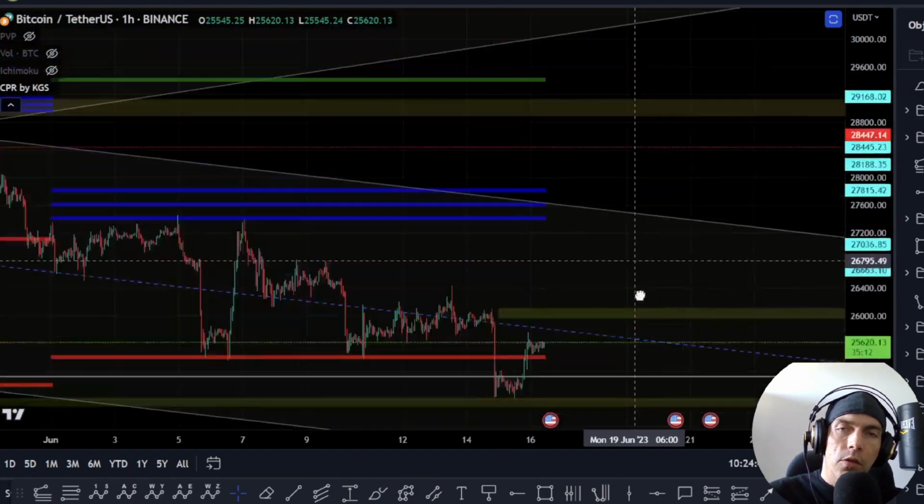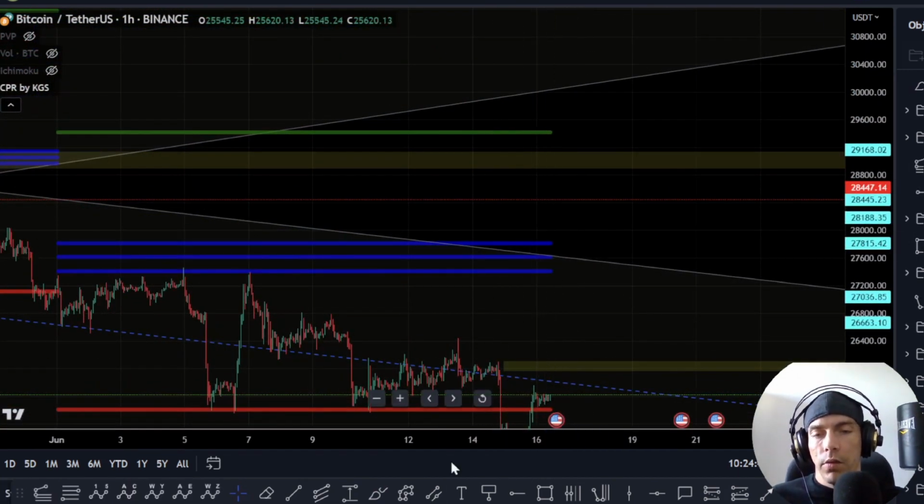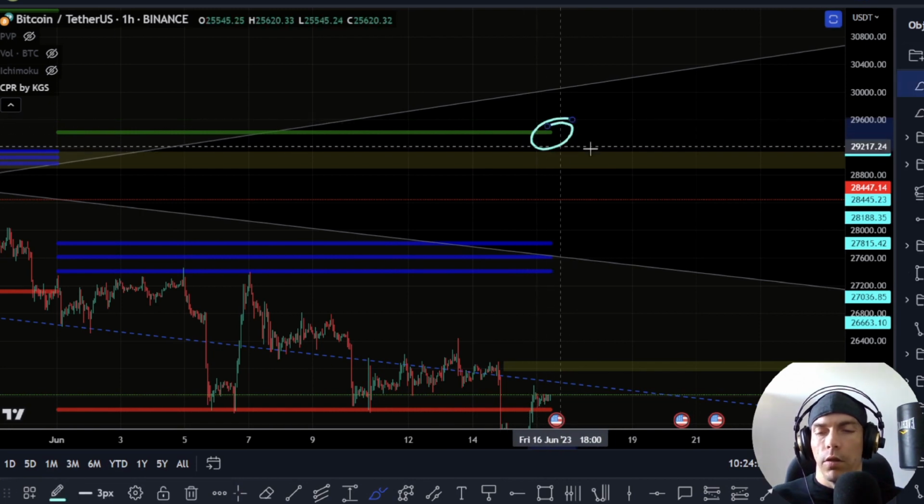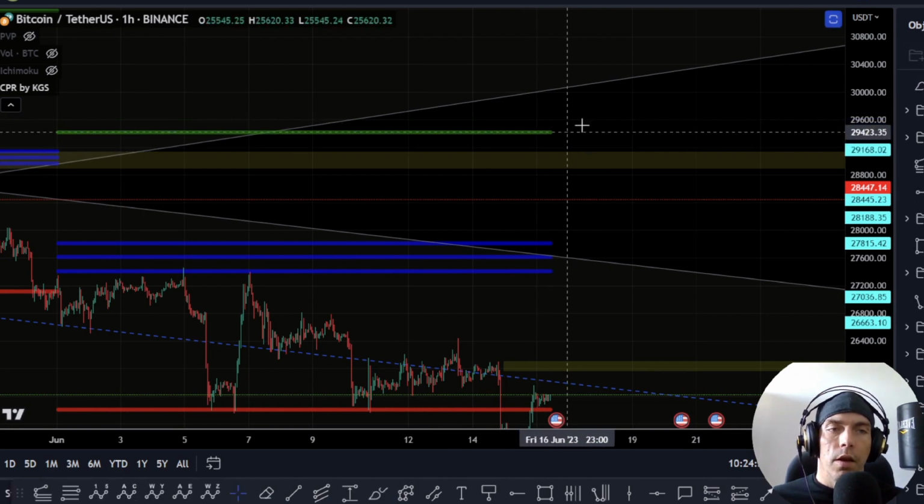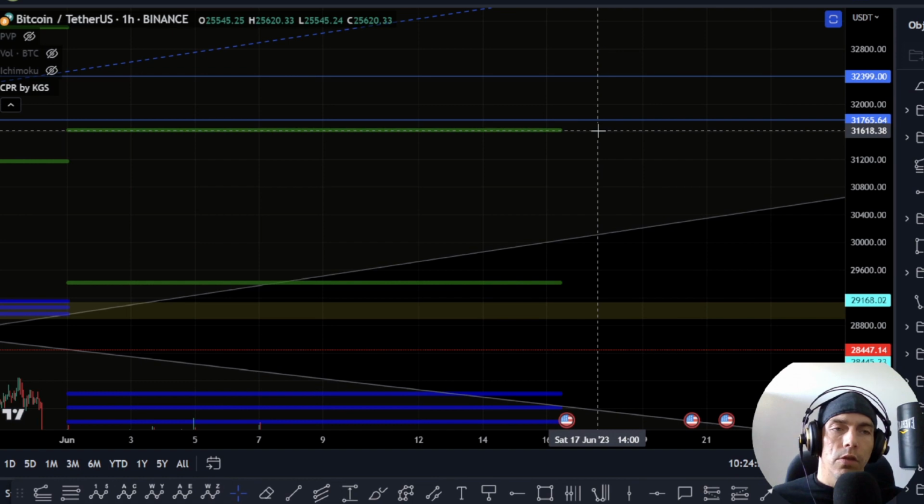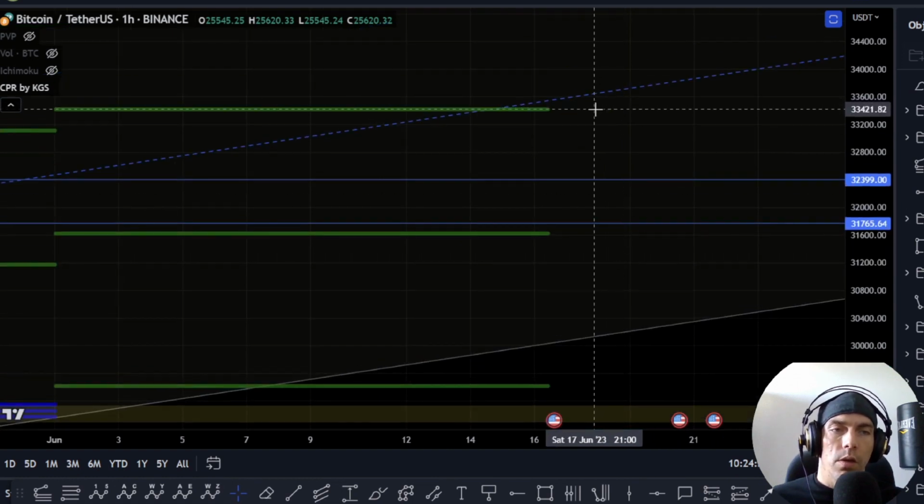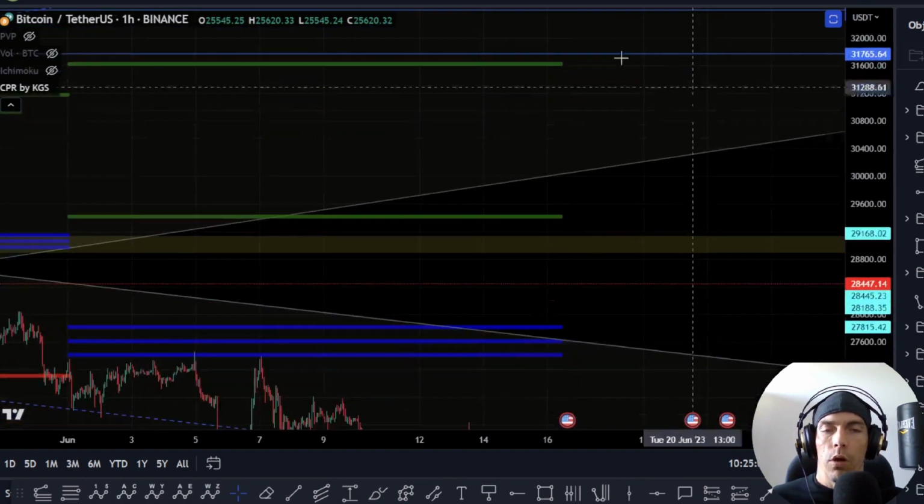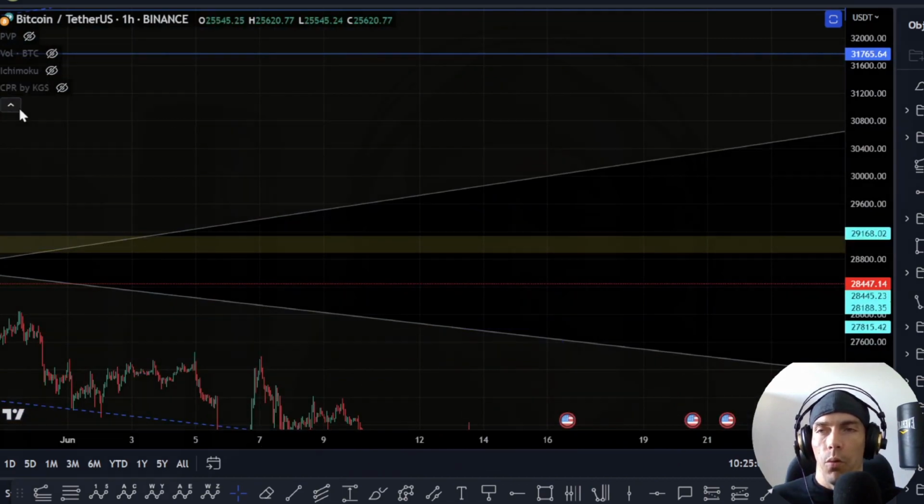You know, if we do manage to flip these central lines, then we could potentially look to target out this S1 line here, which would be this 29,423, S2 at this 31,618, and this S3 at this 33,421. So keeping an eye on those as we move forward.